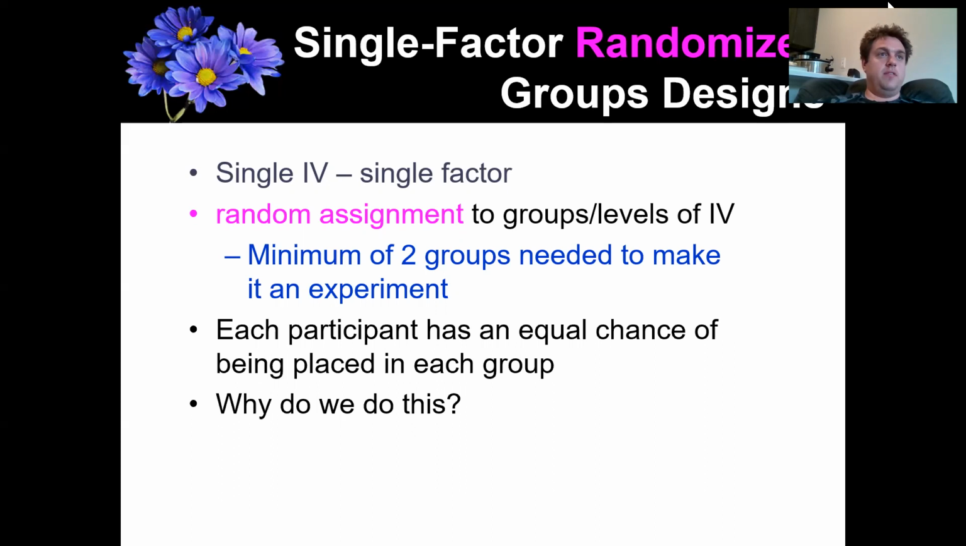It wouldn't be random if you had the first group, say all the people that showed up earlier, do the first condition, and all the people who show up later do the second condition. That would be a confound because you're not randomly assigning people.